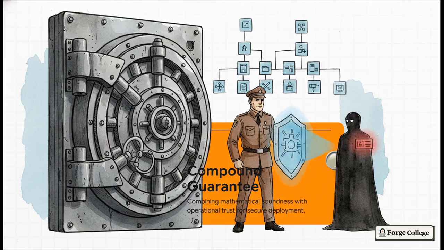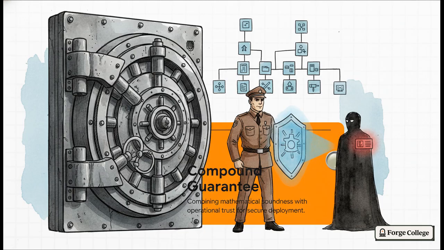You picture these cartoonish adversaries trying to brute force passwords for 1 billion years. But real-world attackers, they're much smarter, way more creative, and frankly, a lot lazier than that. They look for the cracks in how the math is actually applied. And that brings us to a fundamental concept, the compound guarantee.